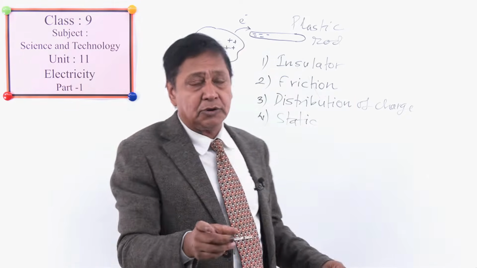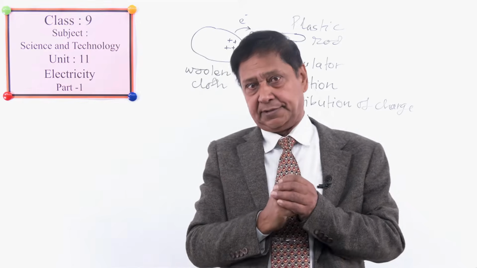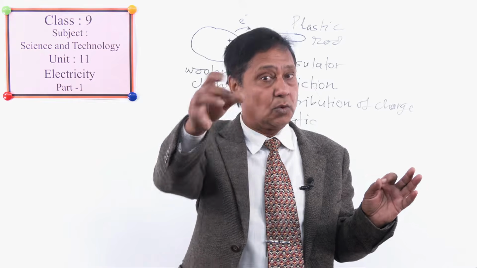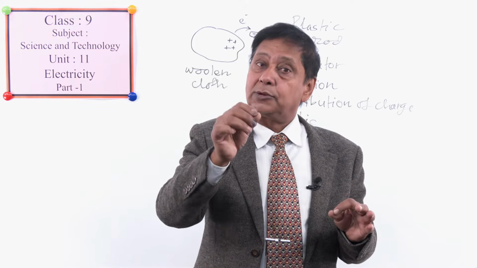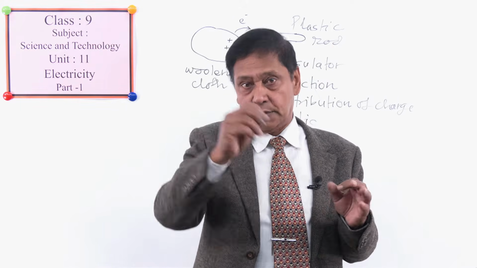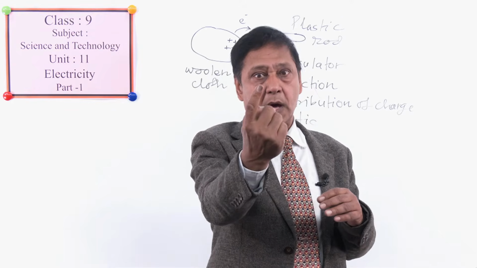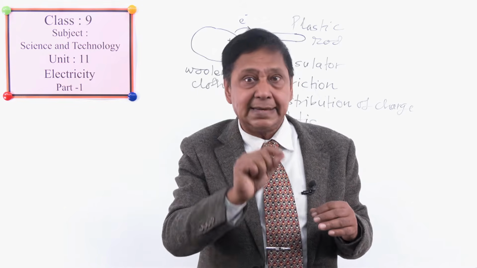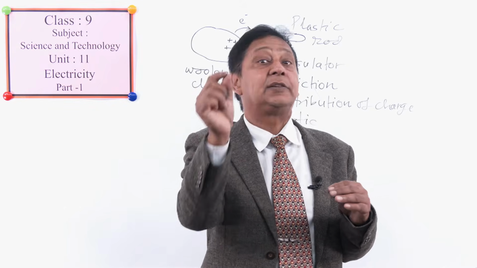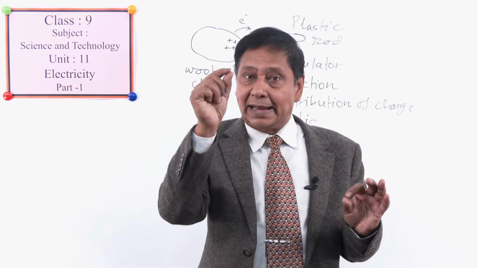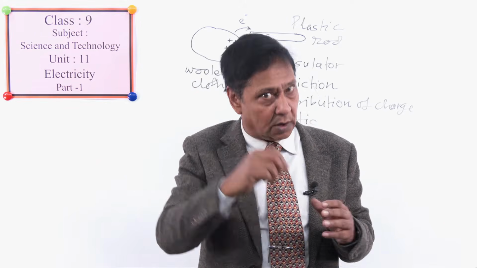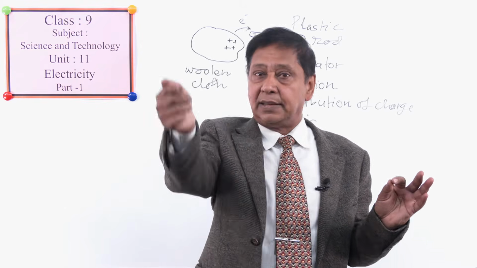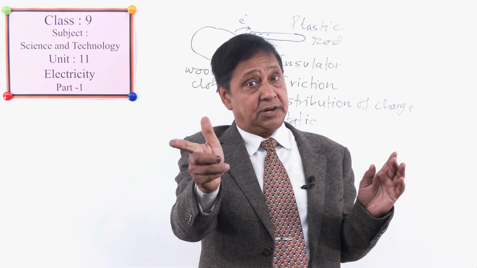We have to remember 2 important points also. Number 1, protons never transfer from one atom to another atom. Only electrons can transfer from one atom to another atom. The reason is, number 1, electrons are very, very light particles. They are 1837 times lighter than the proton. That's why electrons may transfer from one atom to another atom. But protons are very heavy. They are in the central part of the atom. That's why they never transfer.